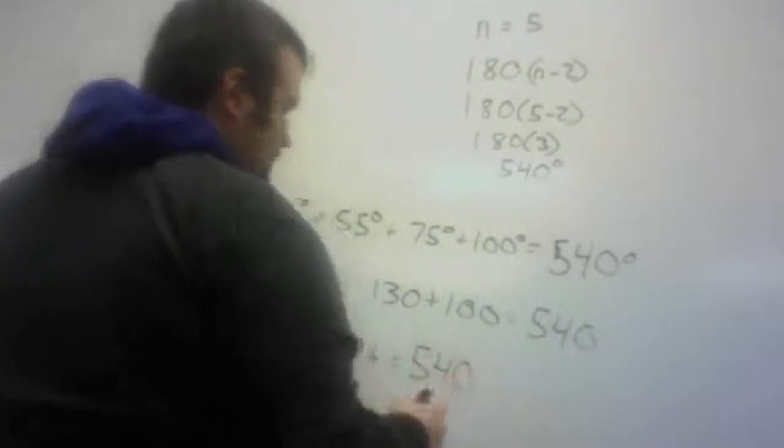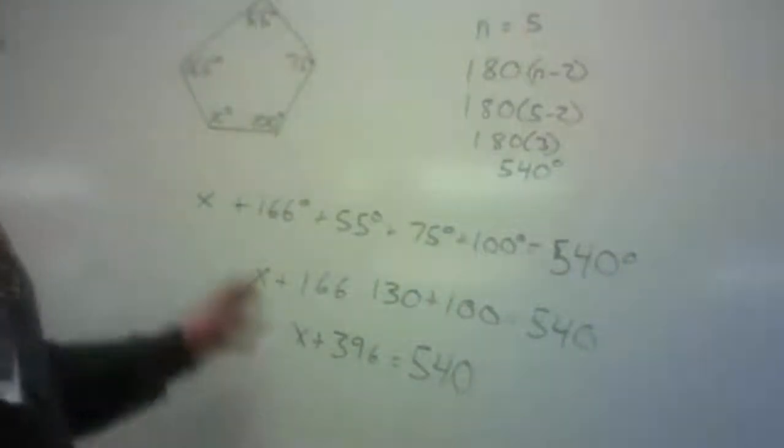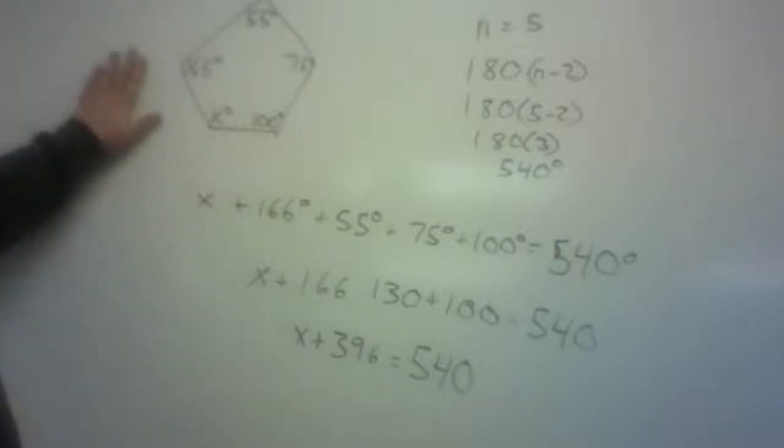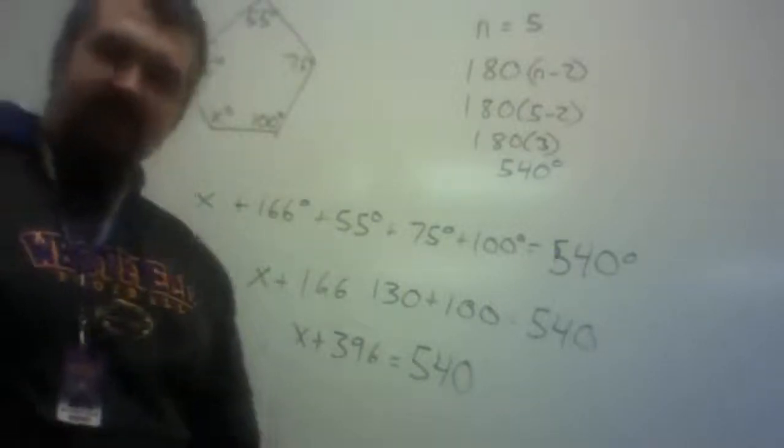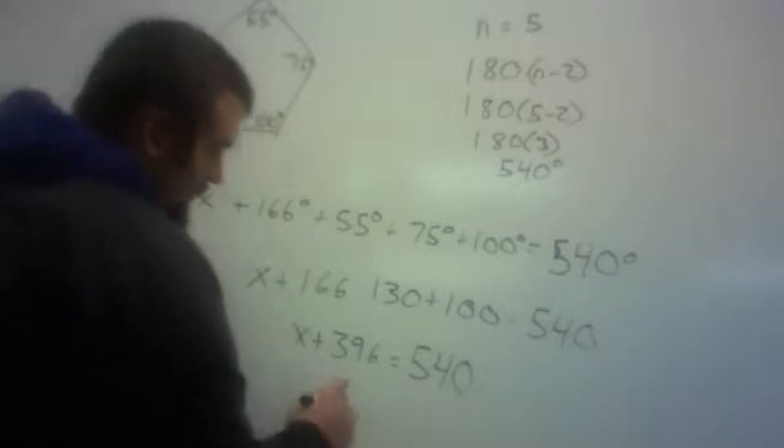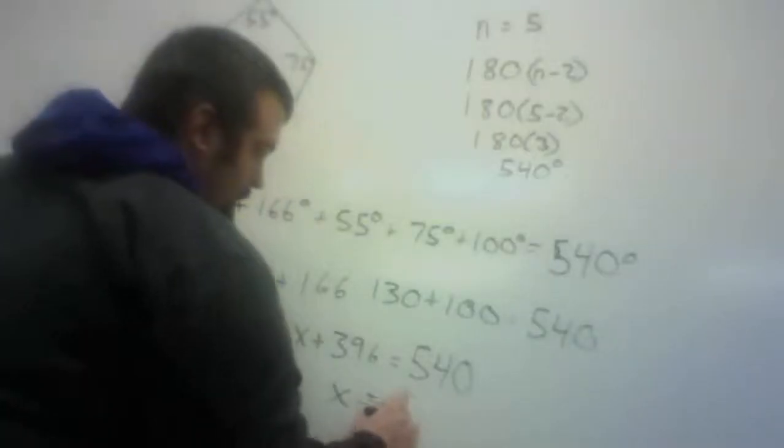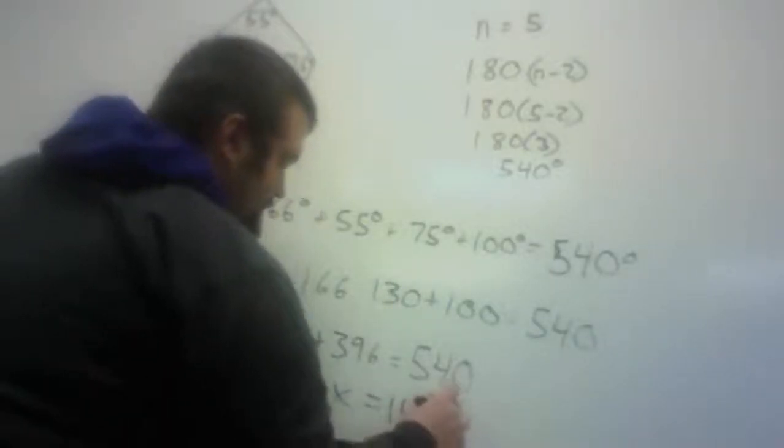Now look, at this point, if I know that they all add up to be 540, and I know that this is also the sum from this part over here, to find x, all I have to do is subtract 396 from it. So x equals 144 degrees.